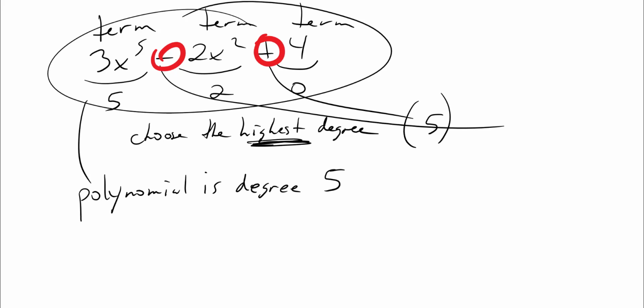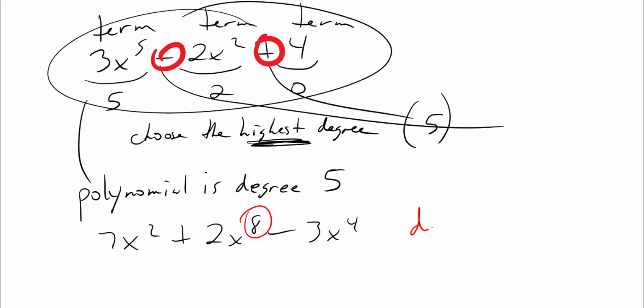So let's do another one. If I said 7x squared plus 2x to the 8th minus 3x to the 4th, what degree is this? Well, you should recognize that 8 is my highest number. So this is degree 8.